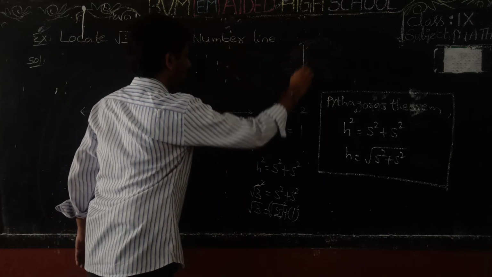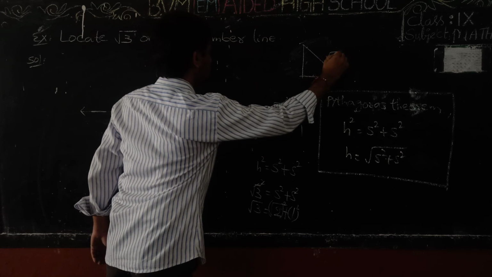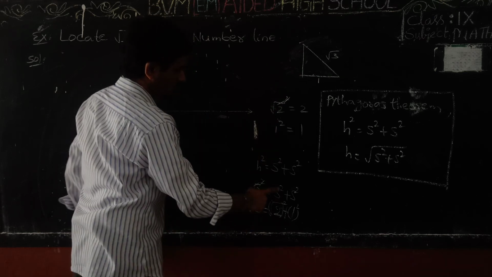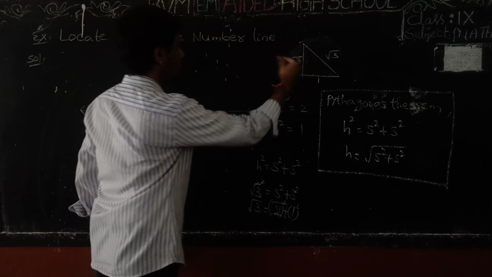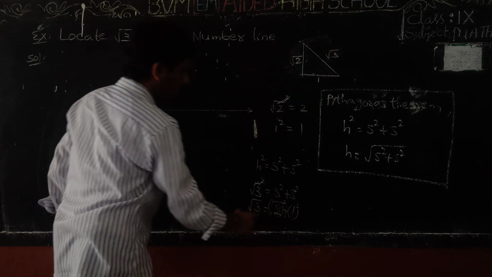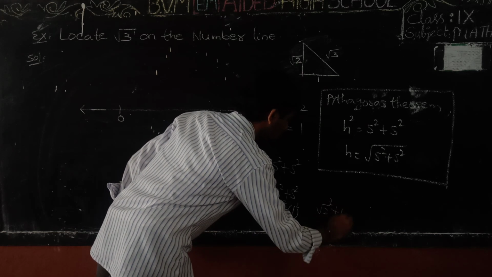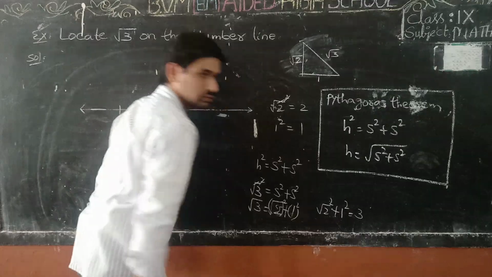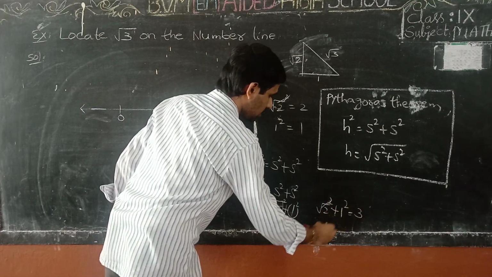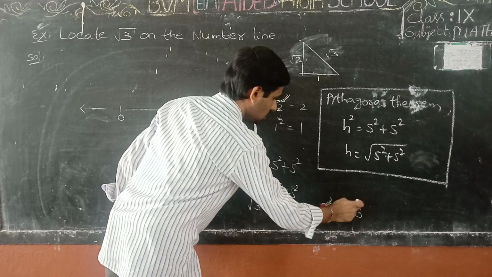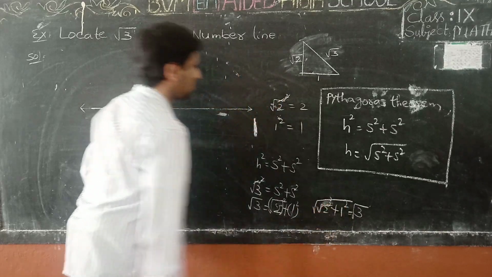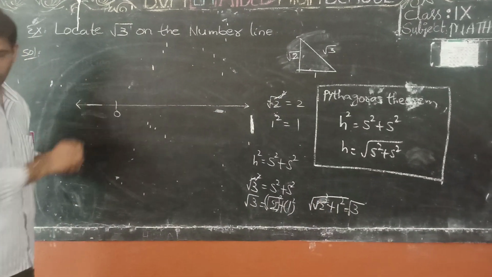So draw a right angle triangle, take hypotenuse as root 3, identify base as 1 and find height using this Pythagoras theorem. So height will be root 2. Root 2 square plus 1 square gives 3. Root 2 square means 2, 1 square means 1, 2 plus 1 is 3. We need the square of the hypotenuse to be 3. That means base is 1, height is root 2.